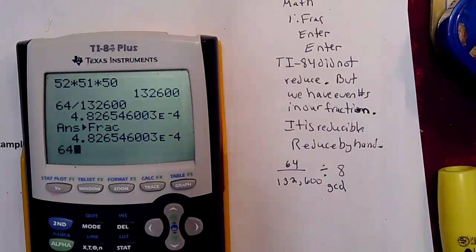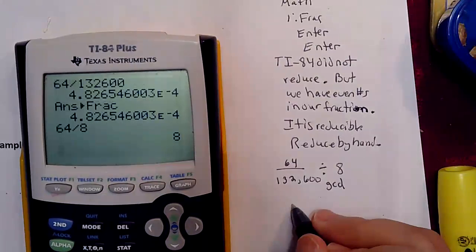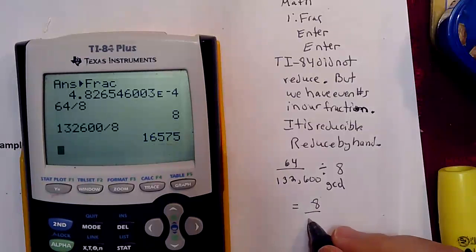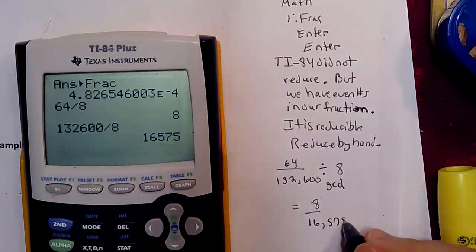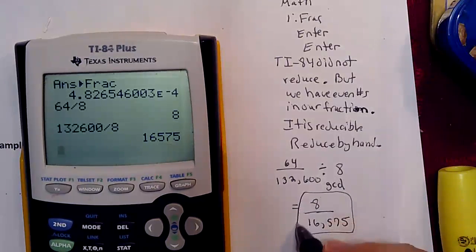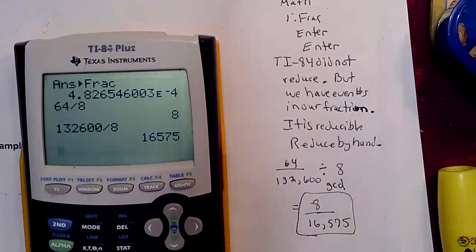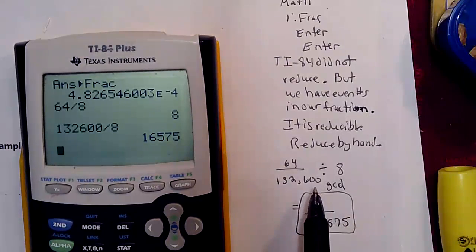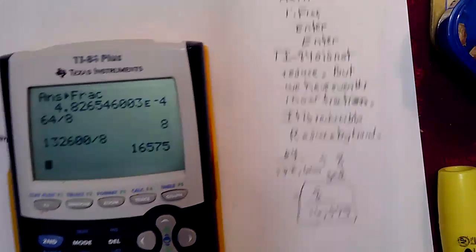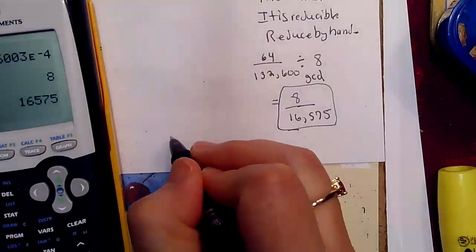So 64 divided by 8 is 8, and 132,600 divided by 8 is 16,575. And I'm pretty sure that cannot be reduced again. So you may not see 8, and so by hand you'd have to reduce it by 2, get an answer, then reduce it by 2 again. So let me just demonstrate that to make sure you understand what I'm talking about.